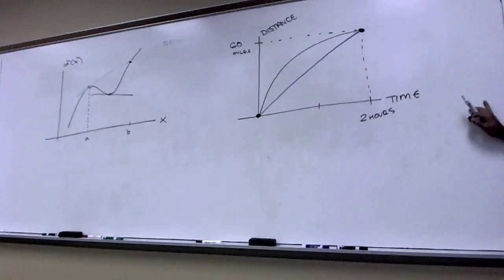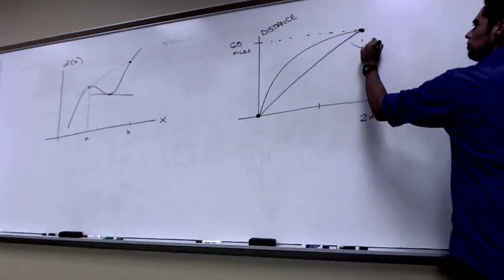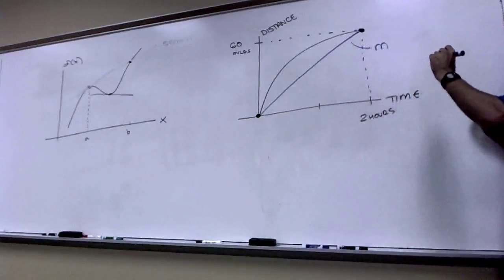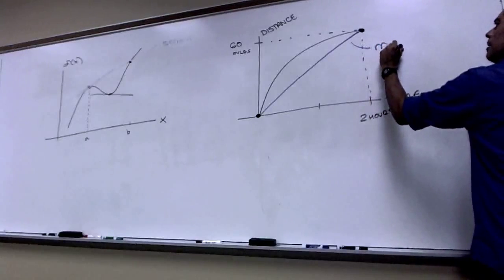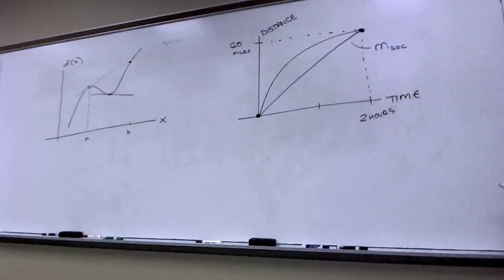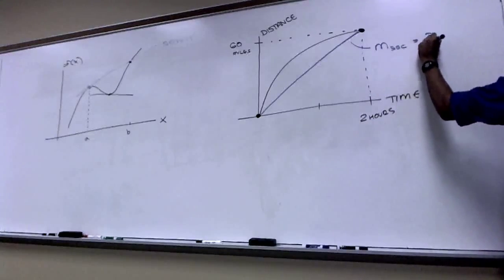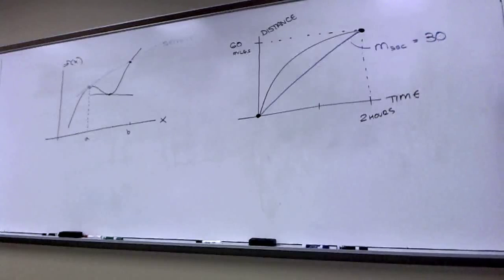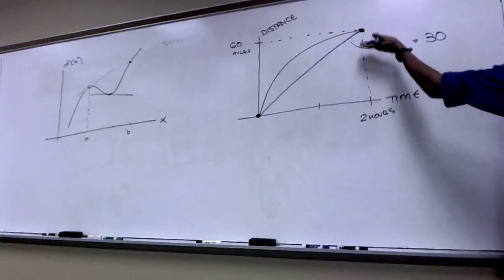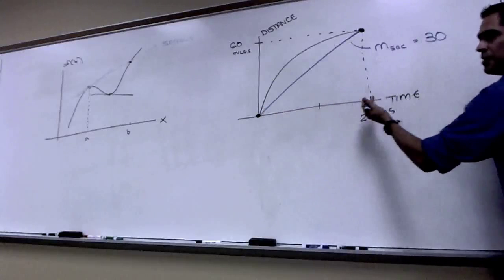What is the slope of this secant line? M is what we used for slope in college algebra. I'll put M with SEC next to it to mean secant. What is the slope of that line? 30. How are you getting 30? 60 over 2. Rise over run, right? Rise is 60, run is 2. 60 divided by 2 is 30.